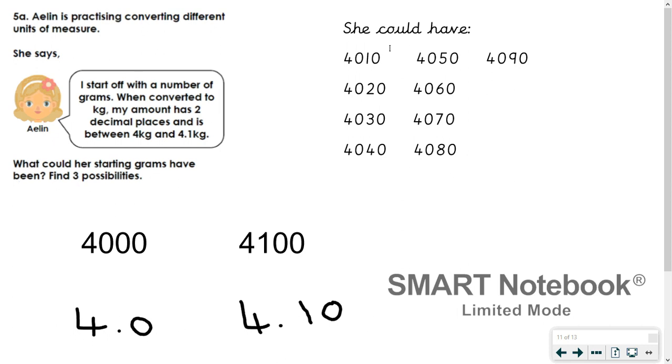So you can see it followed a pattern, and you could go all the way to 4,090 grams, and then that would have gone to 4.09, and the next one would have been too big. So those are your options, and you just needed any 3 of those to get it right. If you struggled with that one, I thought it was a tricky question, so please don't be disheartened or panic.